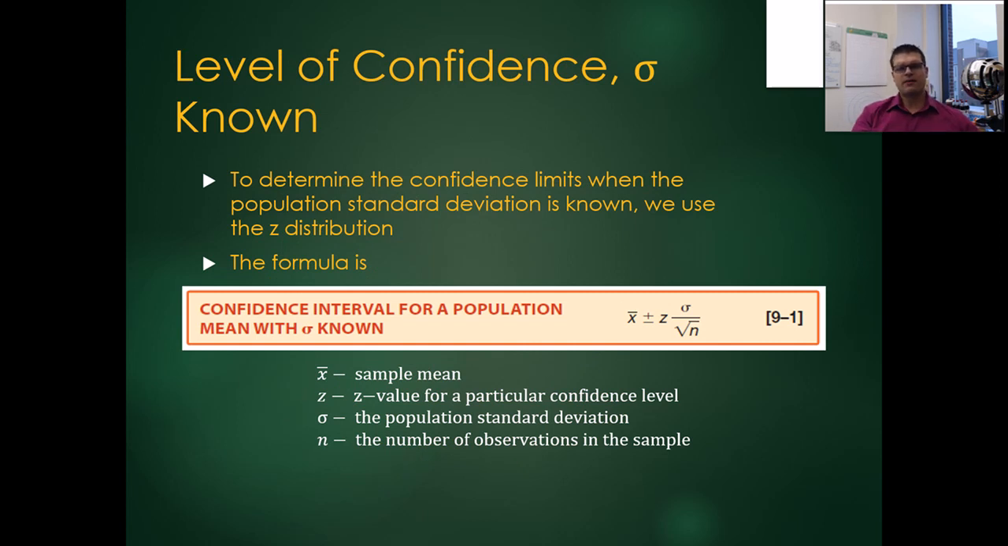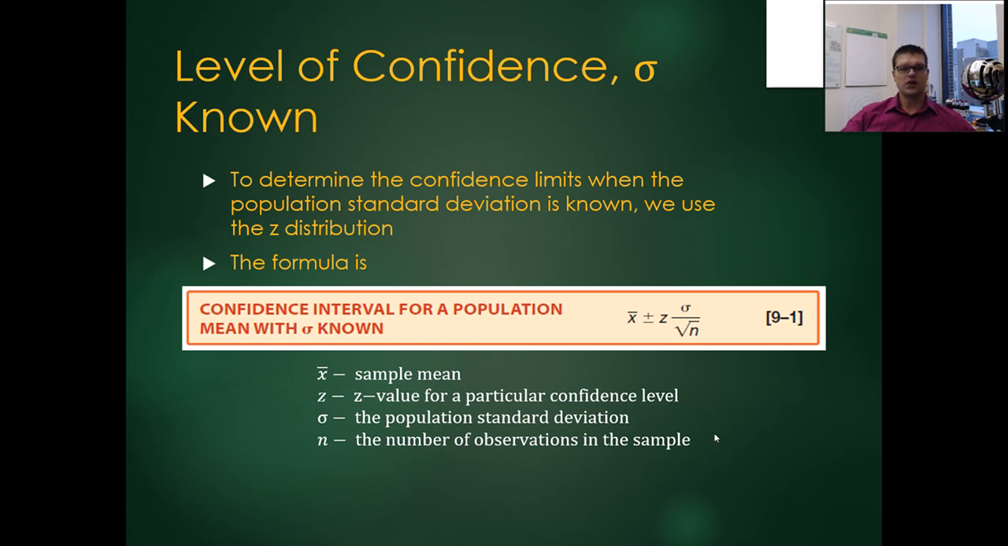So to determine the confidence limits, when the population standard deviation is known, we use the Z distribution. And what we're talking about now is the limits. Plus or minus a certain Z score is the limit, and that Z score coincides with an actual value.